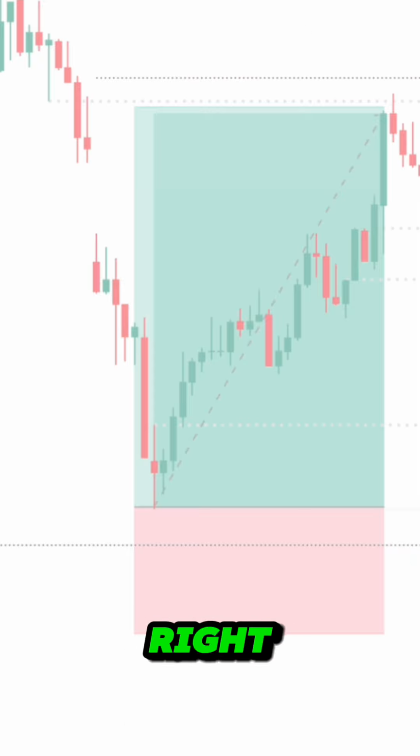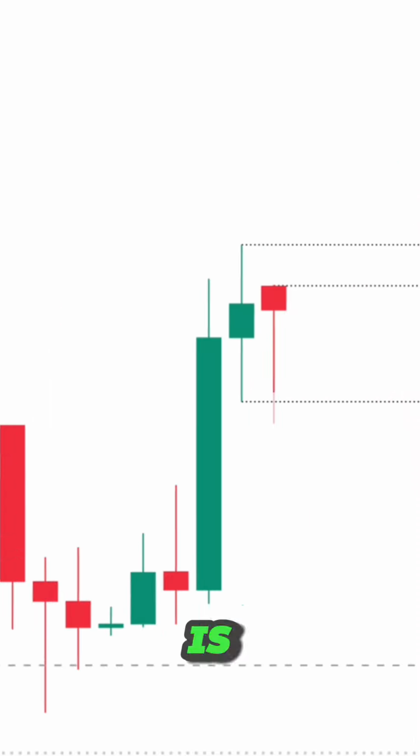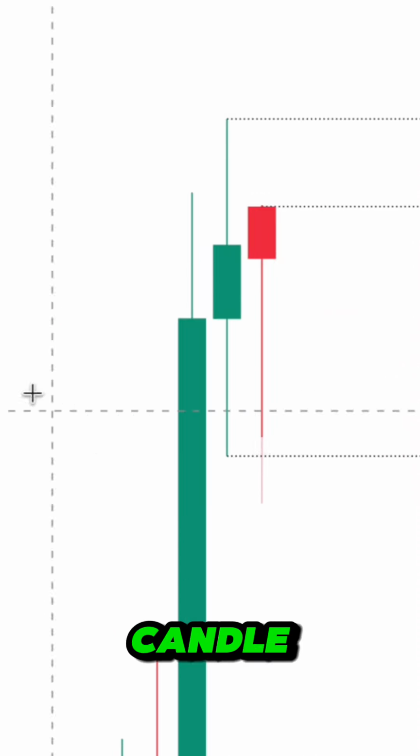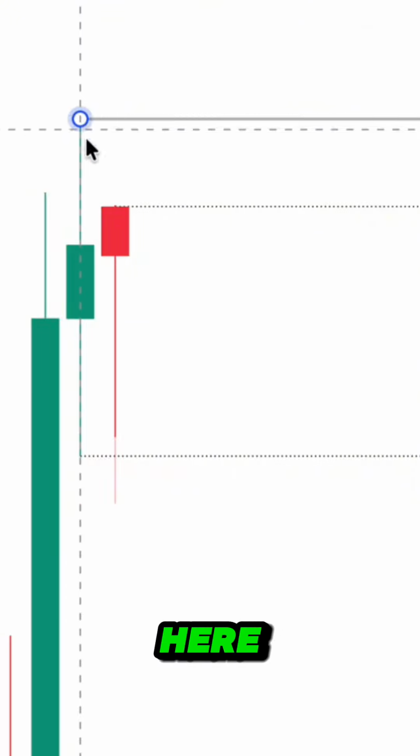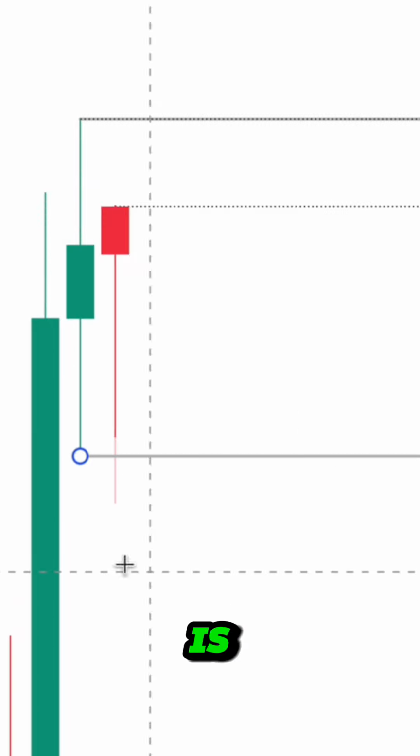And what we are doing right here is using the previous day high and previous day low range. So what you want to do is to go to the previous day candle and you want to map out the high of that candle, which is right here, and map out the low of that candle, which is right here. So what you're looking for is you can now go down.